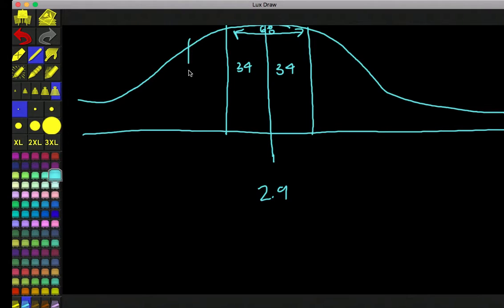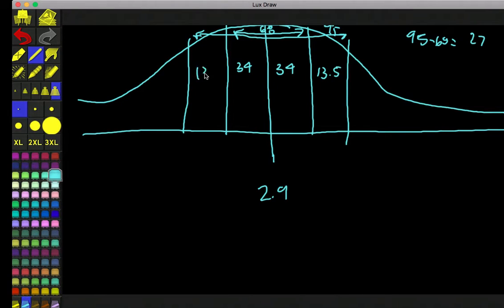My next standard deviation away from the mean is 95%. So from here to here is 95%. That's 95, take away 68. So I do 95 take away 68, that equals 27. I divide that in half. So that tells me that there are 13.5 here and 13.5 here, because they're sharing what's left of that. So this total is 95. That looks like 75. 95 right there.